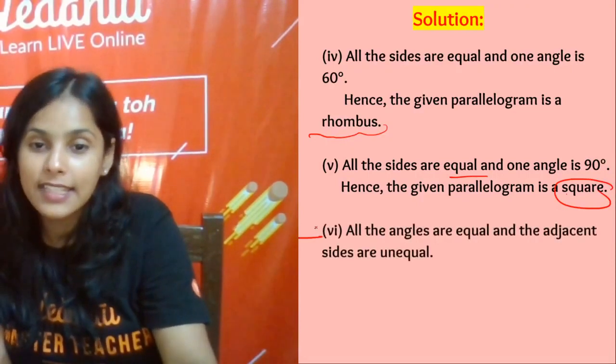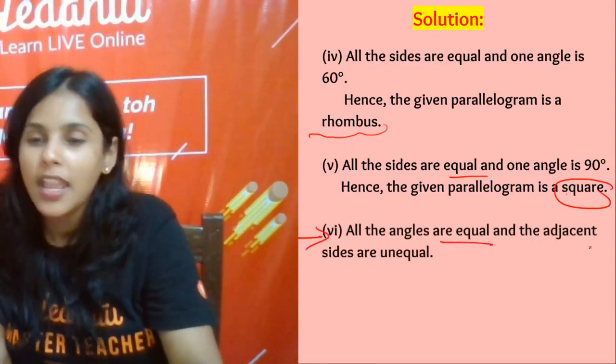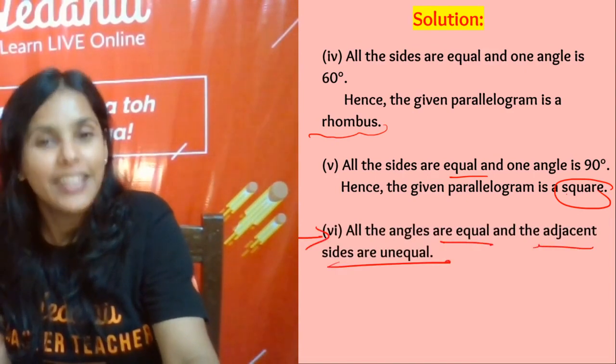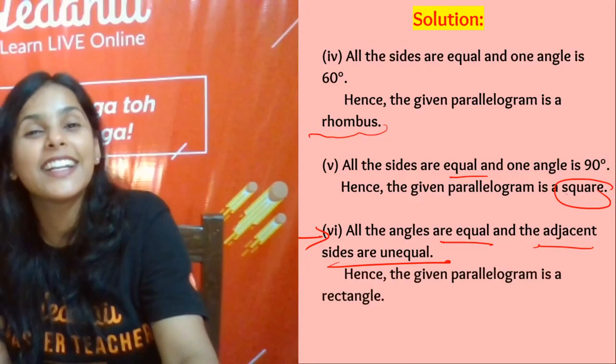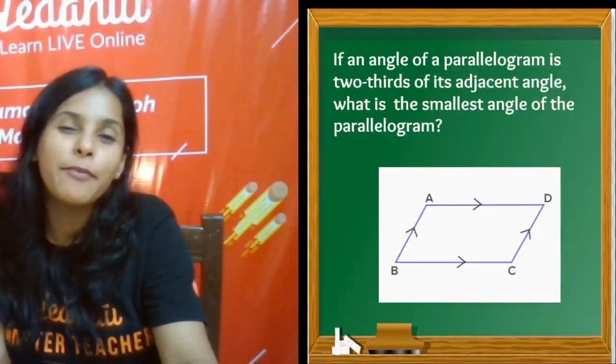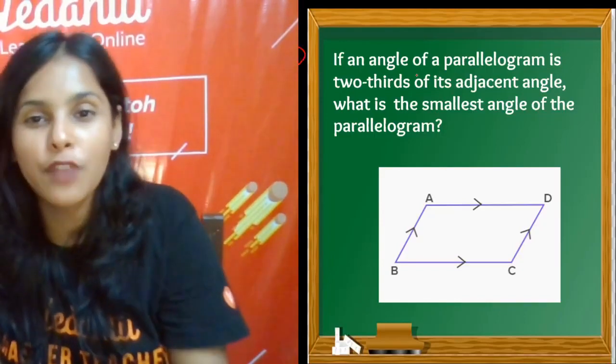All angles are equal and adjacent sides are unequal. Guess quickly. Yes, I know you have guessed it. It is nothing but the rectangle. Yes, I hope you have boomed it. Now next question is in front of you.